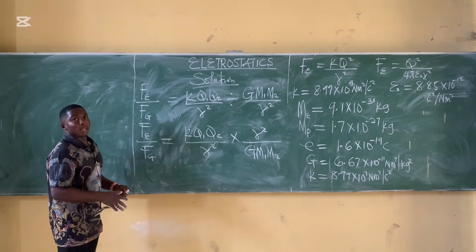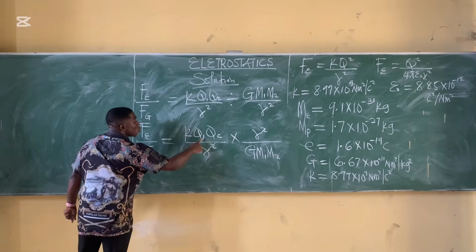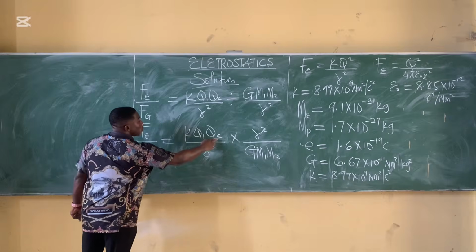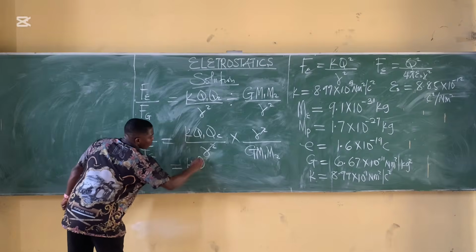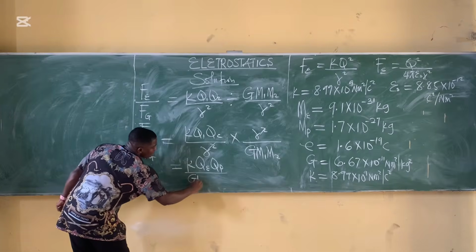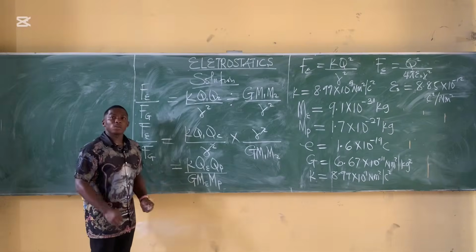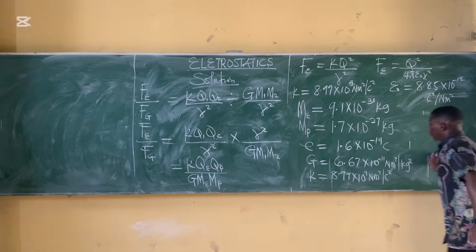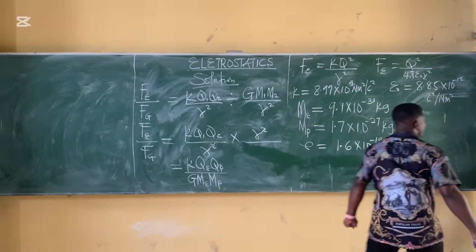But since the force of attraction is between an electron and a proton, we change Q1, Q2 to QE and QP. QE is the charge of the electron, QP is the charge of the proton. So the ratio of the force is K QE QP over G ME MP. So let's substitute the value of K.